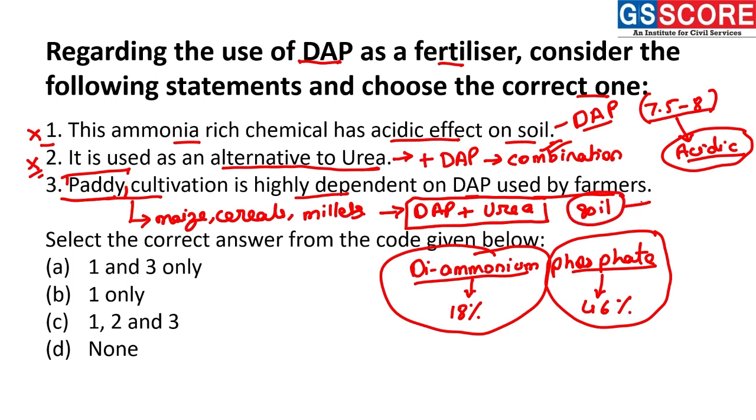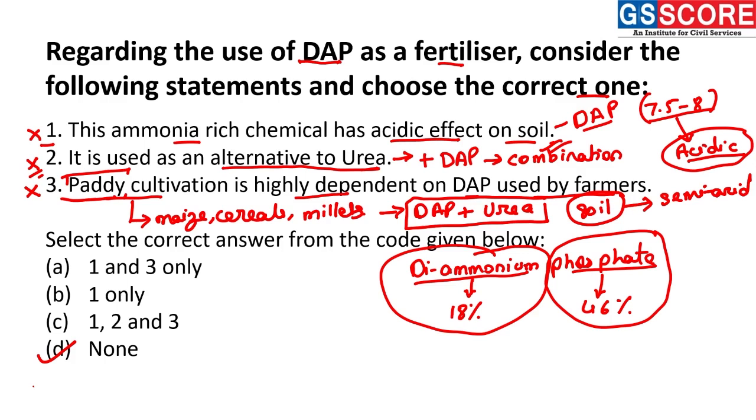Because of the condition of soil, these soils are majorly semi-arid in nature, lacking some of the micronutrients like phosphate and nitrogen. Here we can see statement 3 is also incorrect. Therefore, the answer for this question is D, that is none. Moving towards our next question.